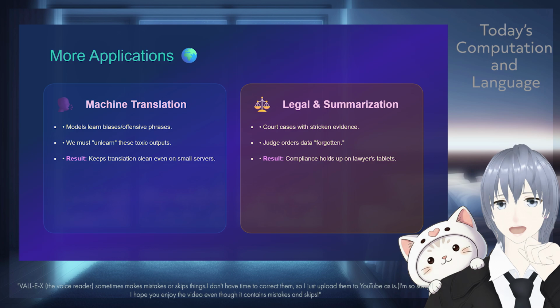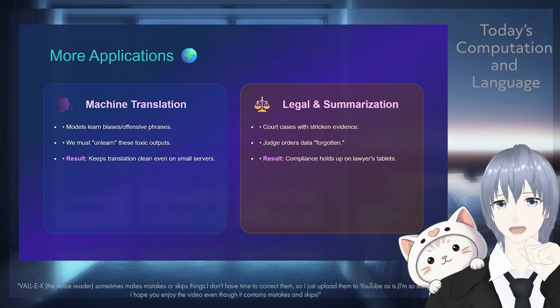Second, consider machine translation. These are tools that automatically translate between languages. Sometimes translation models learn biases and offensive phrases from the internet data they were trained on. If developers try to unlearn these offensive translations, they want to make sure the model doesn't suddenly start spewing them out again, just because the model was optimized for a smaller server. This technology keeps the translation clean and safe, regardless of how compressed the model is.